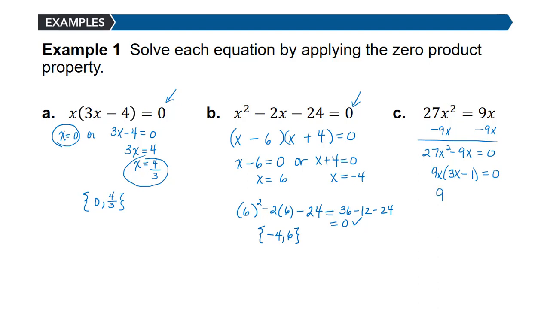Setting each of these factors to 0, we get 9x equals 0, or 3x minus 1 equals 0. Divide by 9 to get 0 divided by 9 is 0. Or 3x minus 1 equals 0 gives us 3x equals 1 after adding 1, and then 1/3 after dividing by 3. The solution set then is 0, comma 1/3.